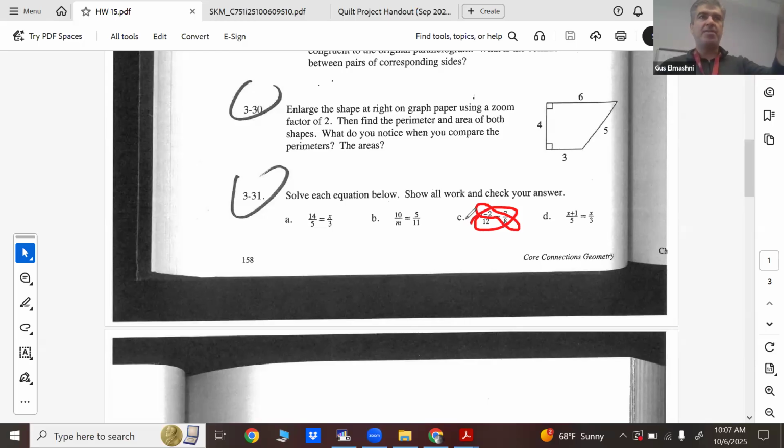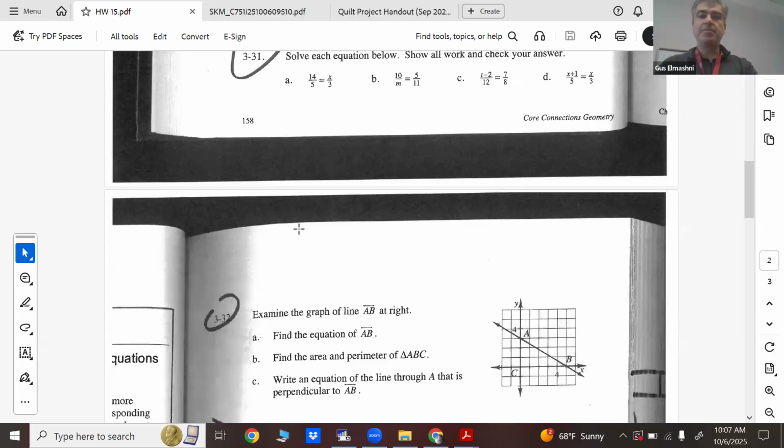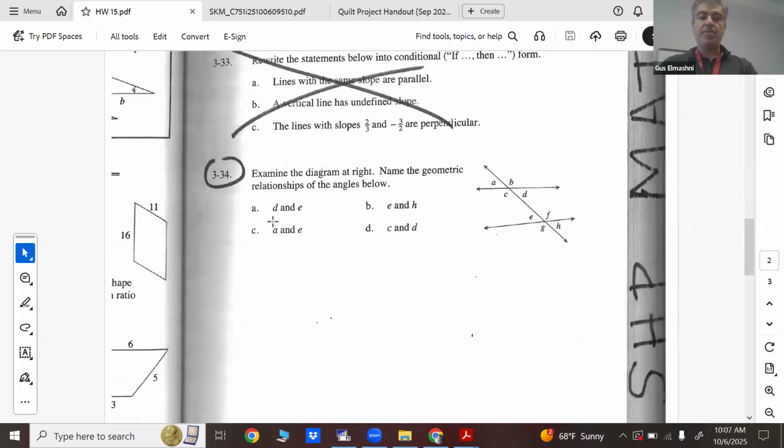Cross multiplying, that all makes sense. We're good. Okay, anything else from the homework you guys want to talk about? No? All right. So let's move on to the lesson for today.